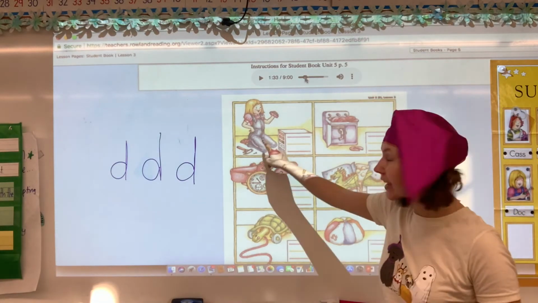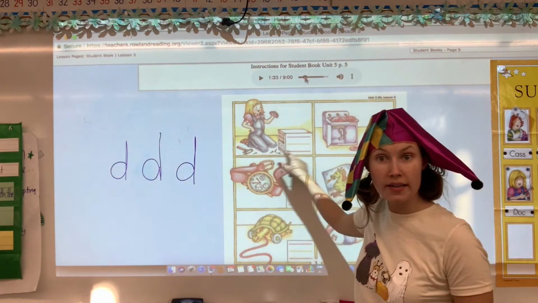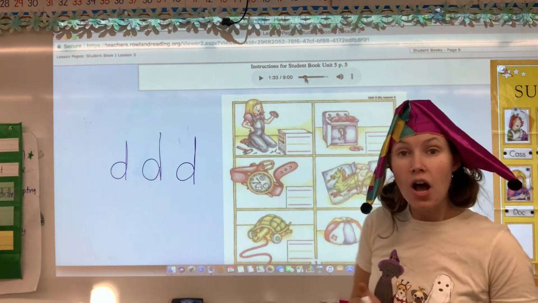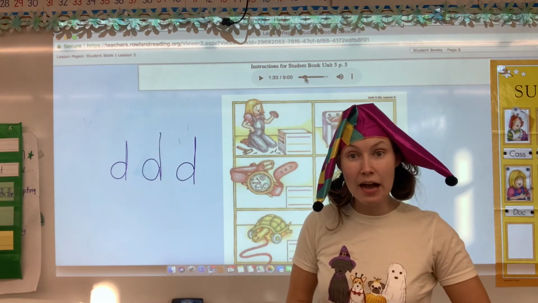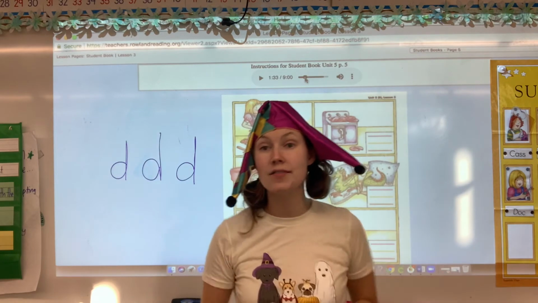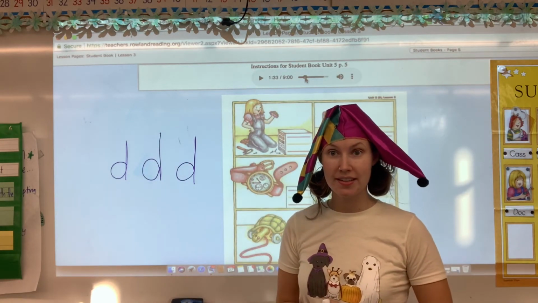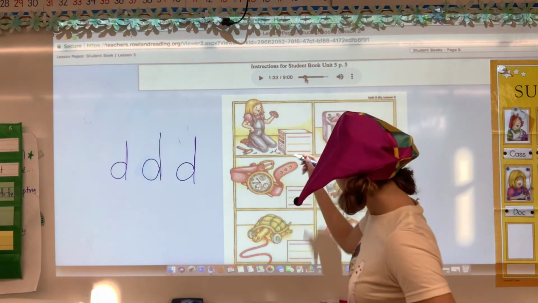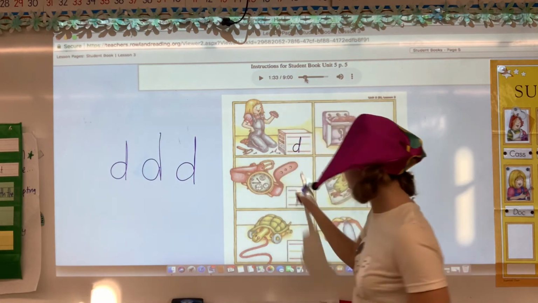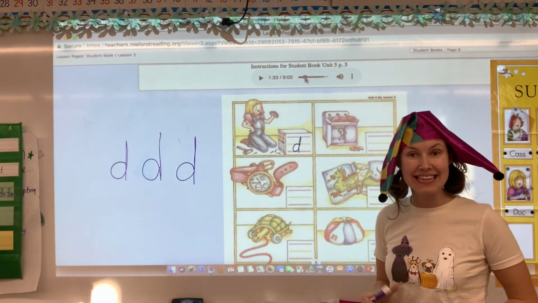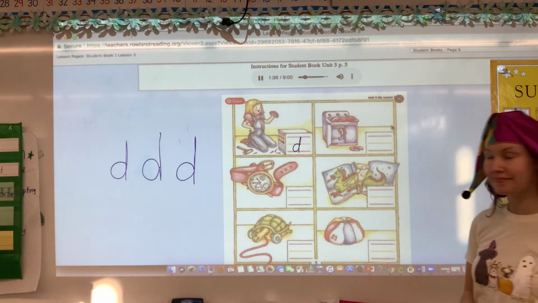Okay, so we're looking at our first picture here of Doc with the drawers. What do we think? Do we hear the letter D sound at the beginning of drawers? Drawers. I hear it. So I'm going to write my lowercase d on the line. I wrote my lowercase d. Let's keep listening. Now look at the picture of the toy sink and dishes.